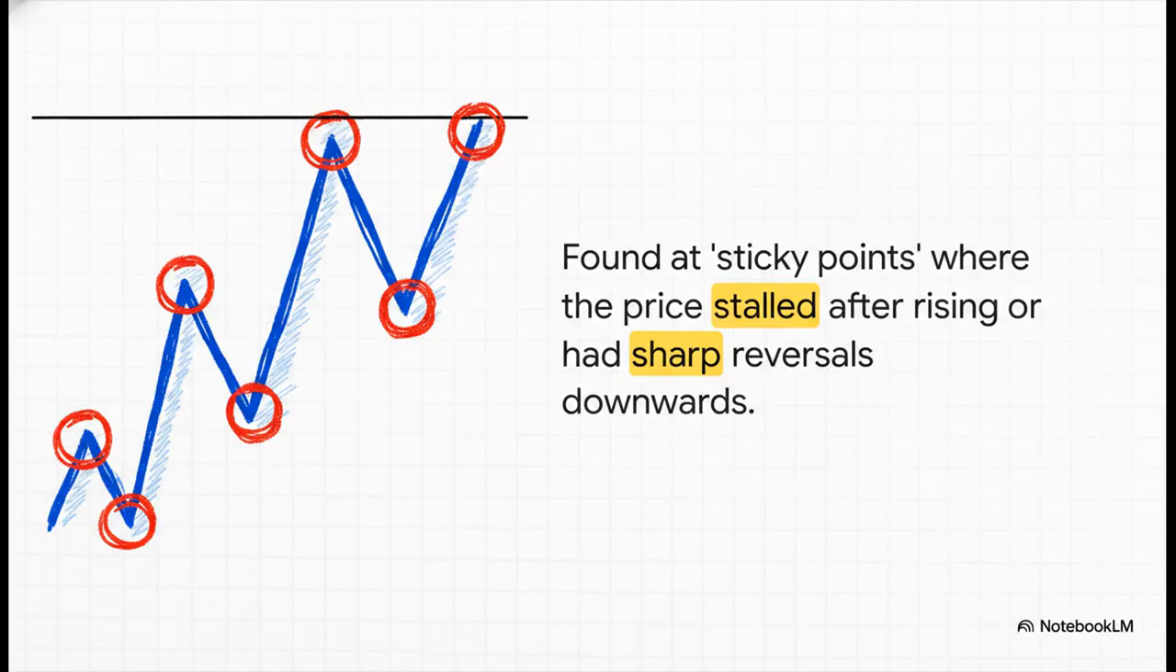So, how do you find this invisible ceiling? You just look at the chart's history. See those places where the price shot up but then just seemed to hit a wall and turn back around? Boom! Those are your potential resistance zones. Some traders call them sticky points, which is a great way to think about them.